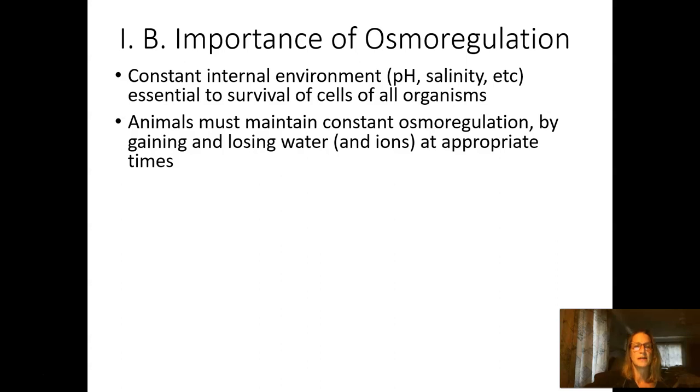So animals, we've talked about this in plants a little bit, but in animals, we have to maintain constant osmoregulation, or moving water and solutes into and out of cells. We do that typically by moving water. Moving water is a lot easier, but we can also move ions as well. So we have to gain and lose water and ions at appropriate times, sort of back and forth, to maintain this constant osmoregulation or the constant homeostasis.